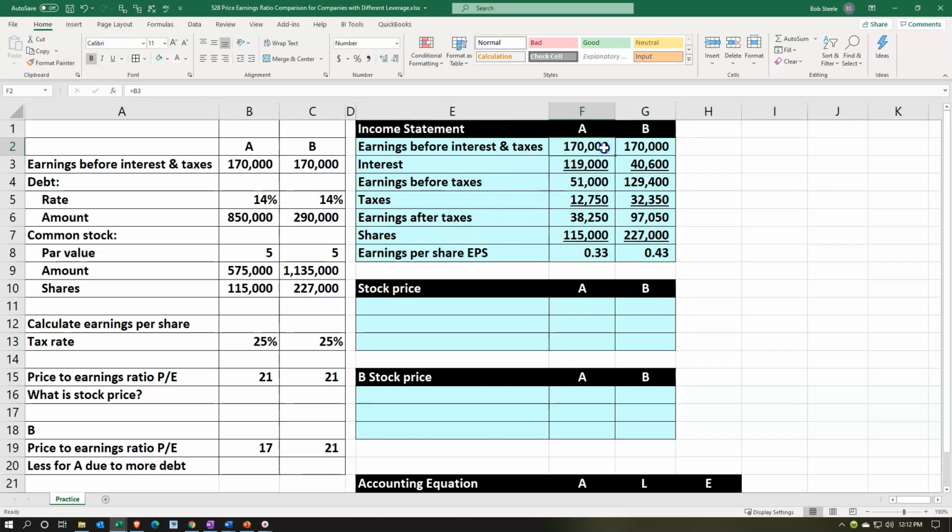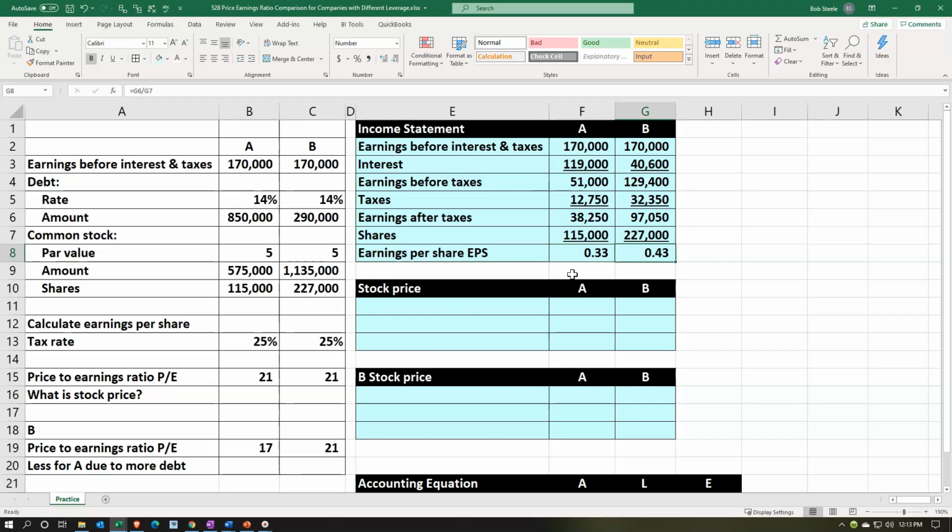So notice we started at the same net income number, but then due to the difference in the financing, we had differences in interest. A's being higher because they financed more with debt as opposed to equity. That resulted in differences in taxes, A's taxes being lower due to being able to deduct the interest on the way they financed. And then the number of shares now being different due to B financing the company more with equity, therefore issuing more shares outstanding, resulting in our earnings per share for A and B being different. A at about 0.33, or 33 cents, and about 43 cents for B.